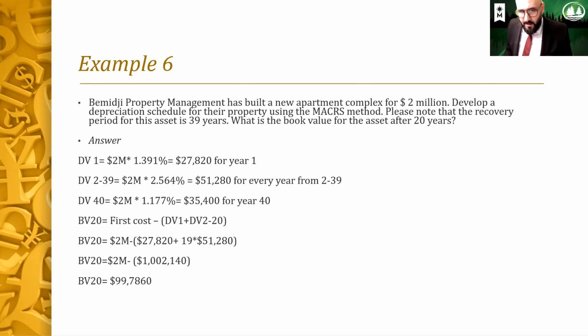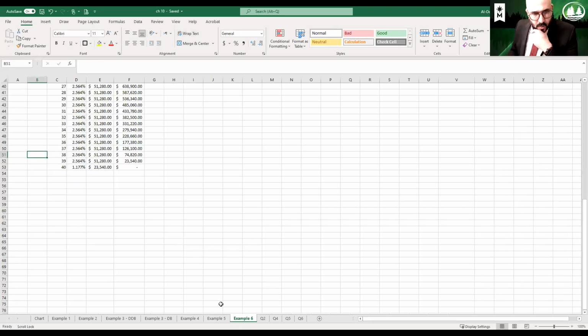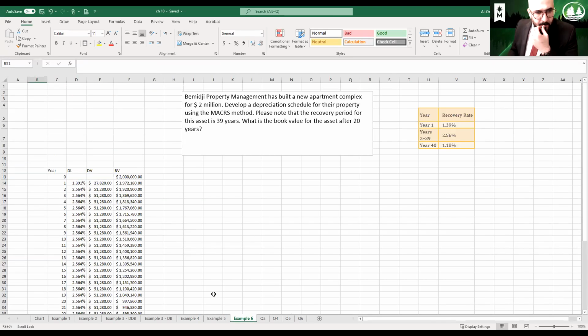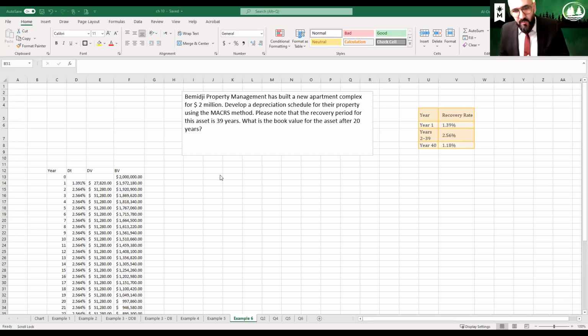And that's the end of this chapter here. What I want to do is share with you the depreciation schedule for this example using Excel. So I showed you how to do the calculation. Let's go ahead and implement that using Excel.